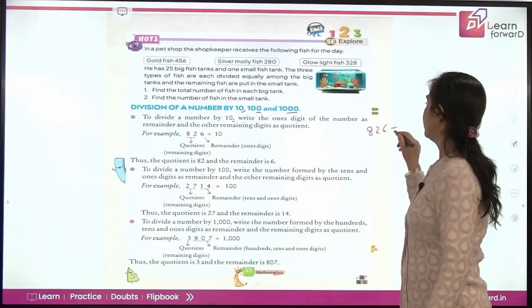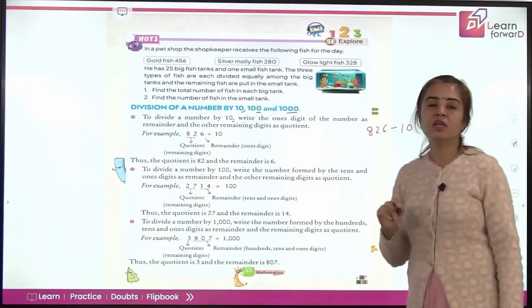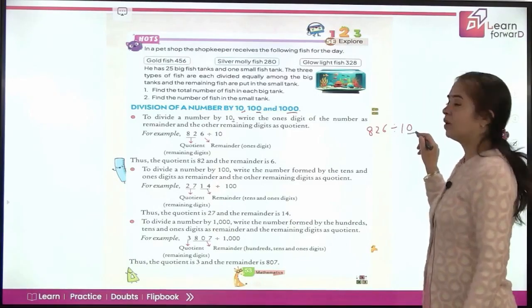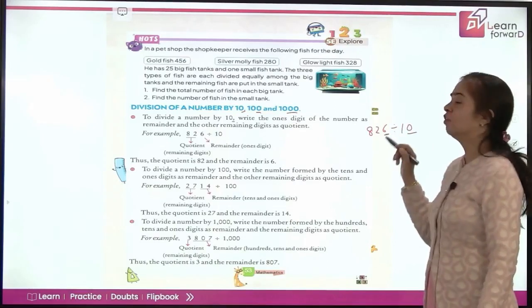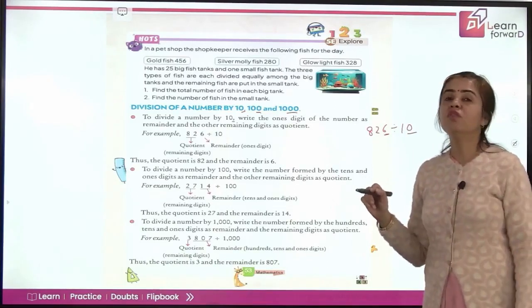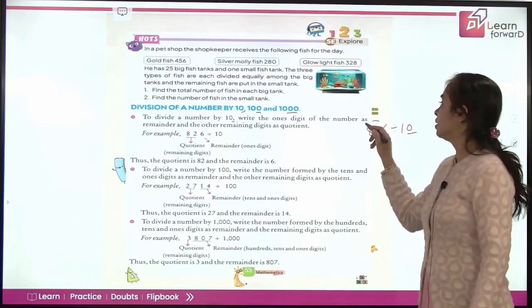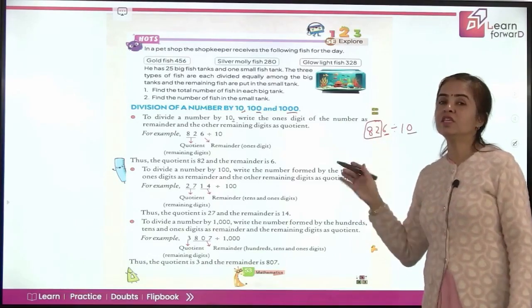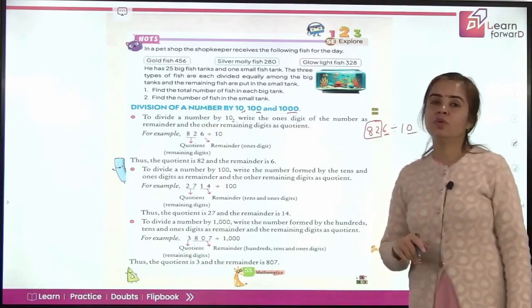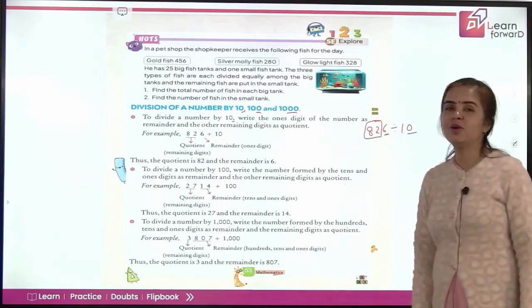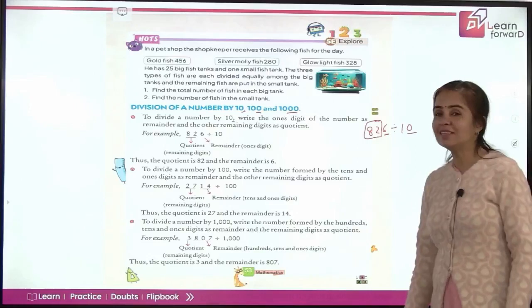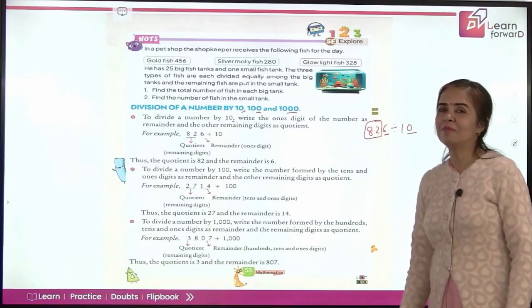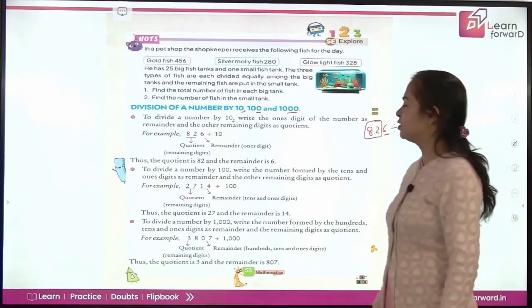If you have to divide 826 by 10, how many zeros are there in your divisor? Just 1. So just 1 digit from the ones place will be your remainder and the remaining number will be your quotient. So when you do this division, even without dividing, you can tell the quotient is 82 and the remainder is 6. Isn't that trick interesting? Good children, you are so happy to know this.